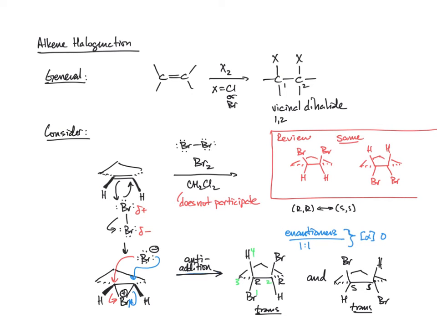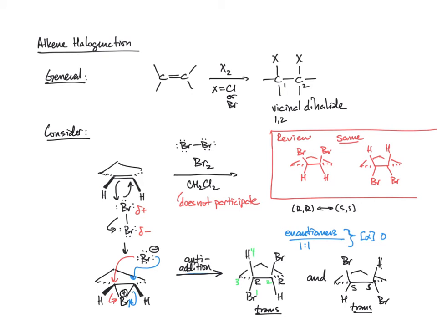So again, they're all stereoisomers. We said these are enantiomers. What is the relationship between these two and this? Again, these are the same thing. So this cannot be an enantiomer of this. So this is a diastereomer of these two.